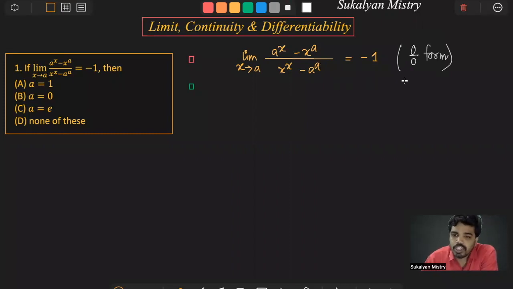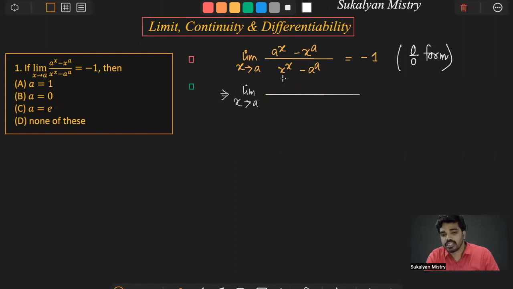So whenever I get 0/0 form, what will I do? Apply L'Hospital rule. That is, we will differentiate the numerator and differentiate the denominator, right? Okay, so this is L'Hospital rule. So now differentiating numerator and denominator with respect to the variable of the limit, okay? So that is limit x tending to a, look, a to the power x, I am differentiating with respect to x, right?